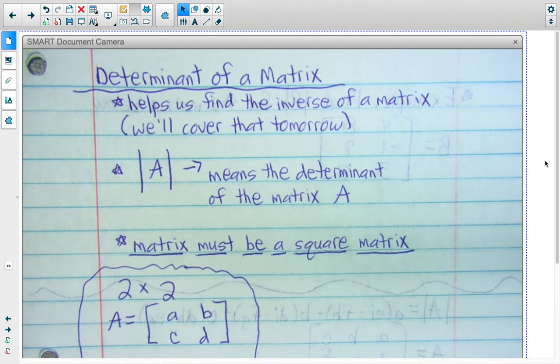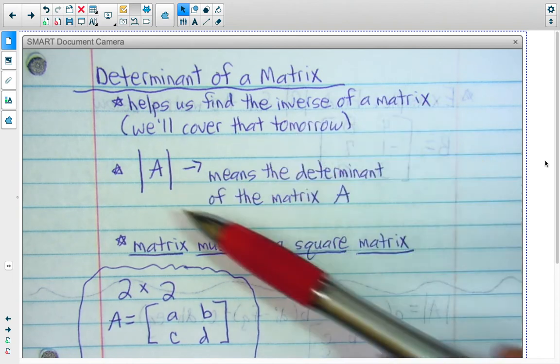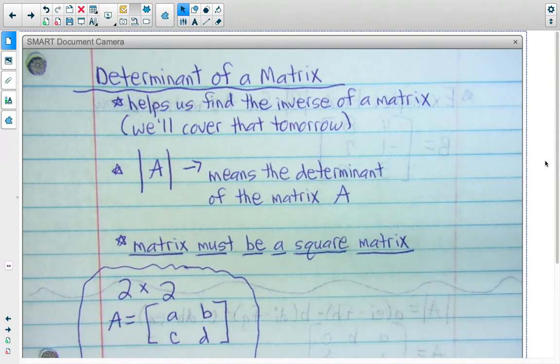All right, so let's jump into what we're doing today. Today, we're going to find the determinant of a matrix. Of course, as you watch these videos, it's very helpful for you to write down some notes. I actually have some stuff written down that I suggest for you to write down.